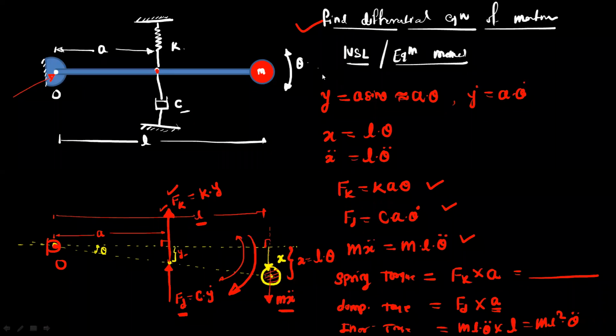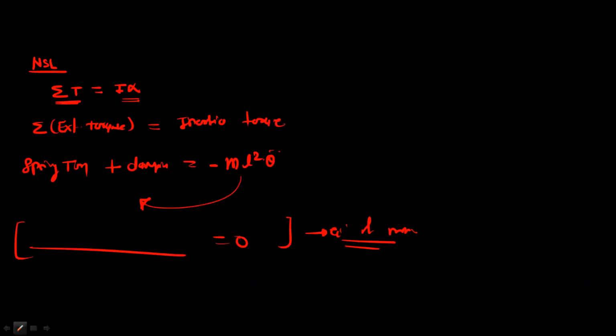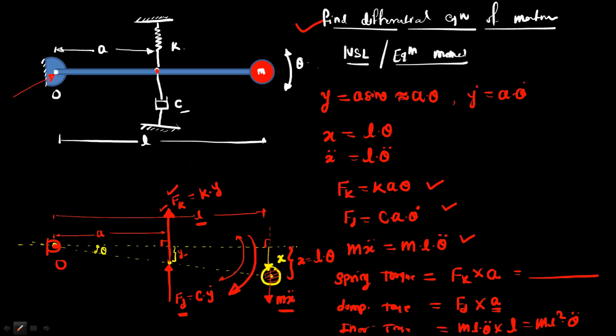Here, the first system is the static equilibrium position. From this static equilibrium position, this dotted line represents the mean position. We have assumed the system is displaced in the clockwise direction by a very small angular displacement theta.